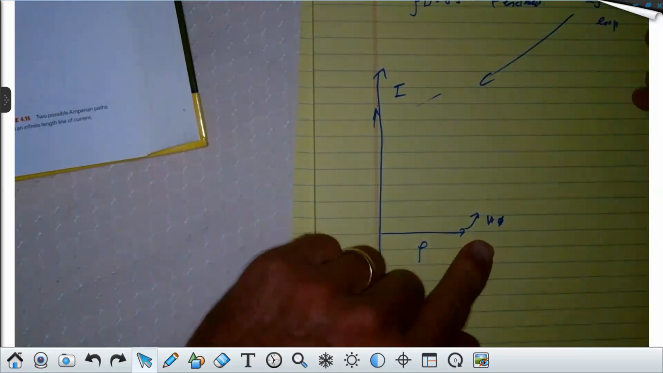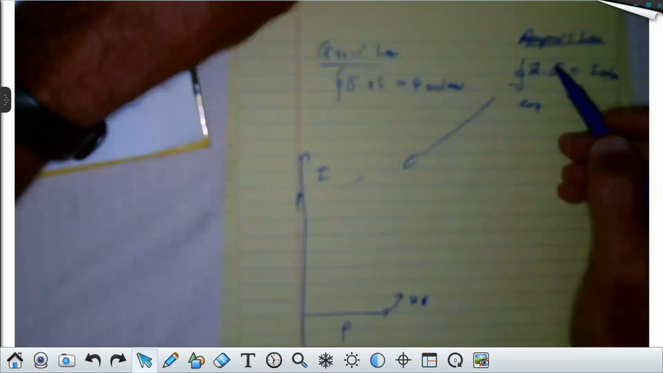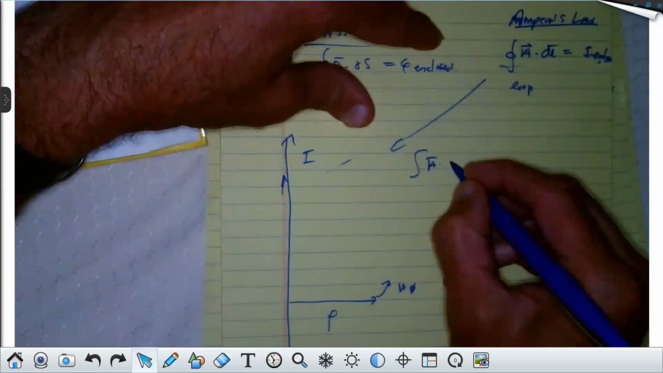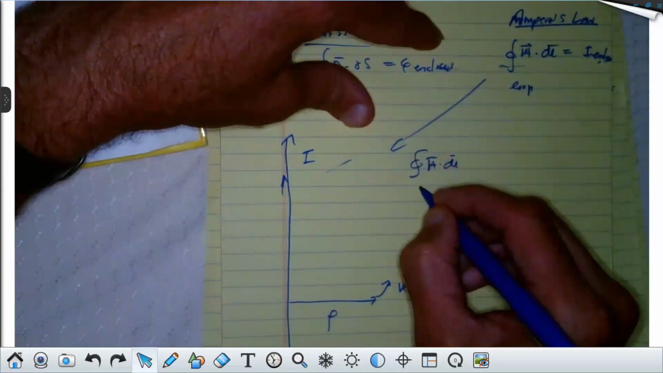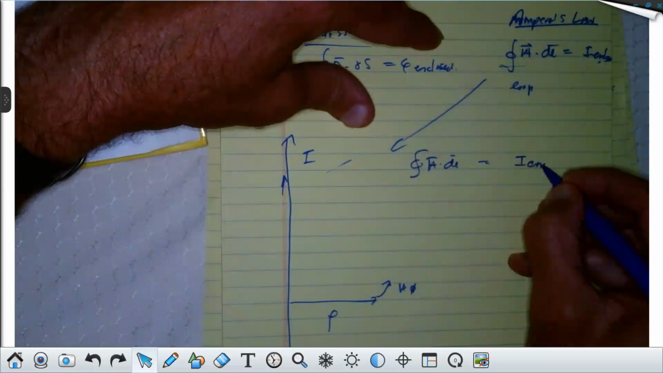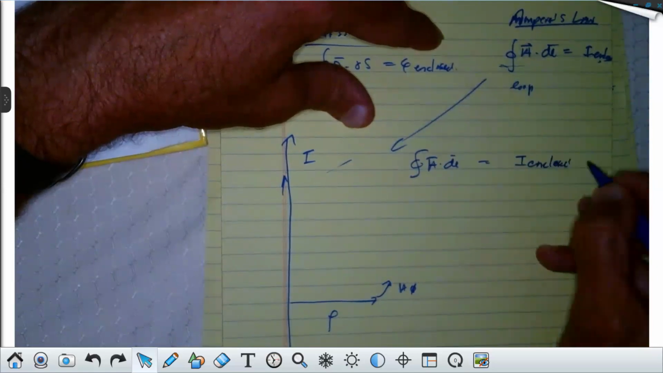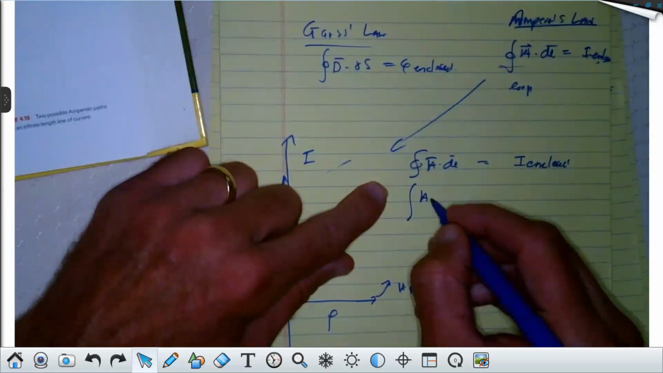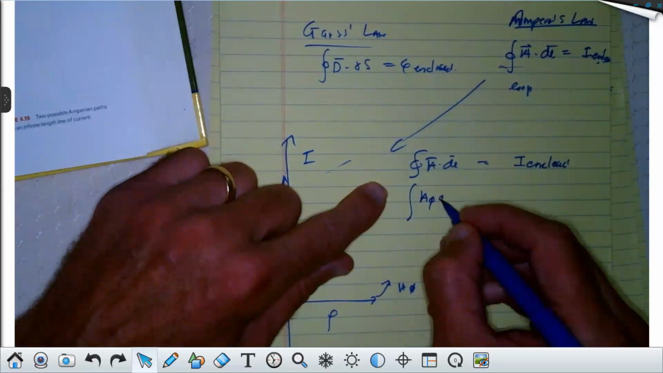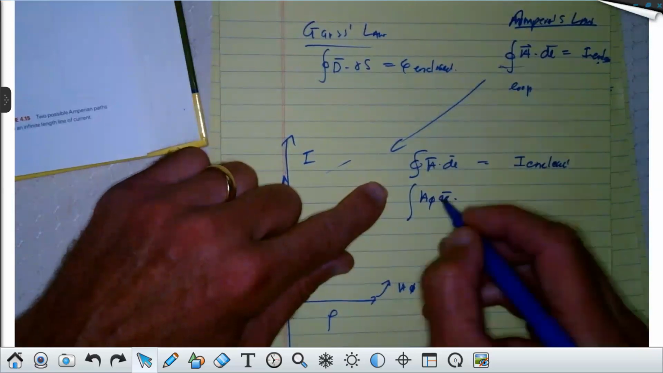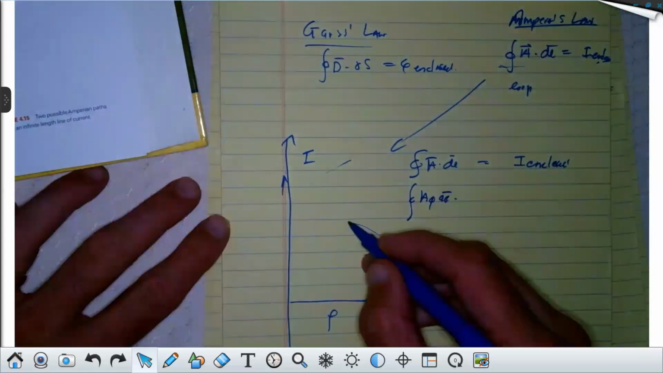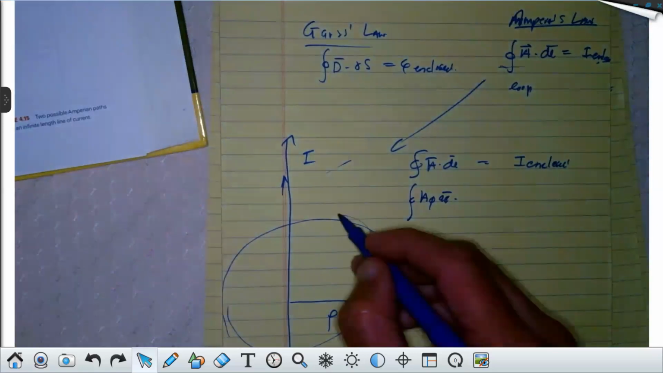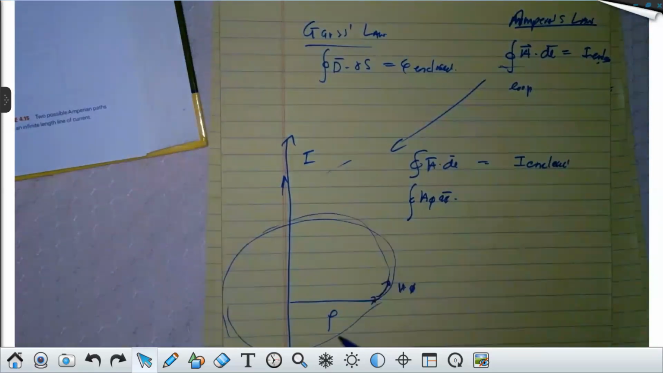Now, to apply Ampere's law to this problem, I would say the integral of H dot dl around a closed loop is equal to I enclosed. Follow me on this. The integral of H dot dl boils down to this. It would be H, which would have only a phi component, a phi. And then dl. Here's where I'm going. I'm going around a loop of constant radial distance rho. This is going to be my path.